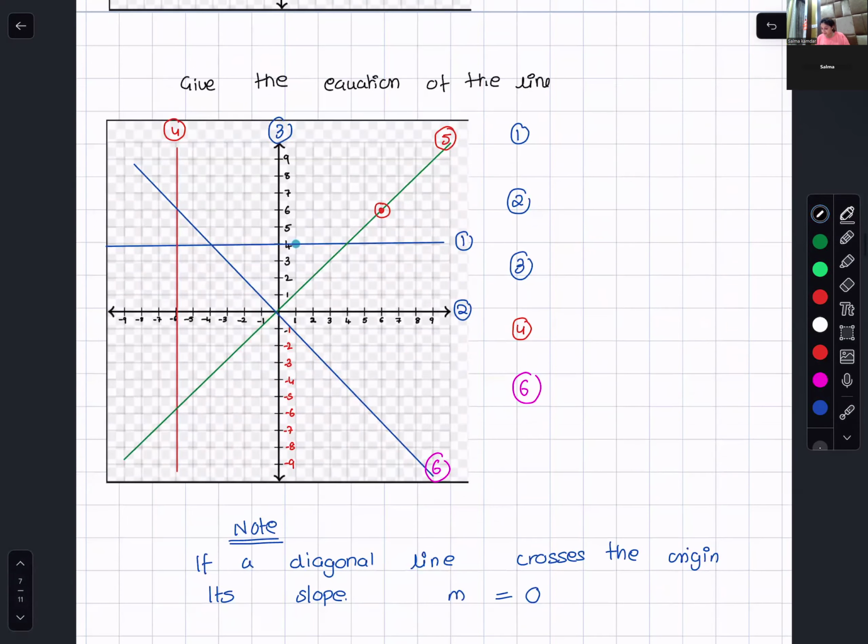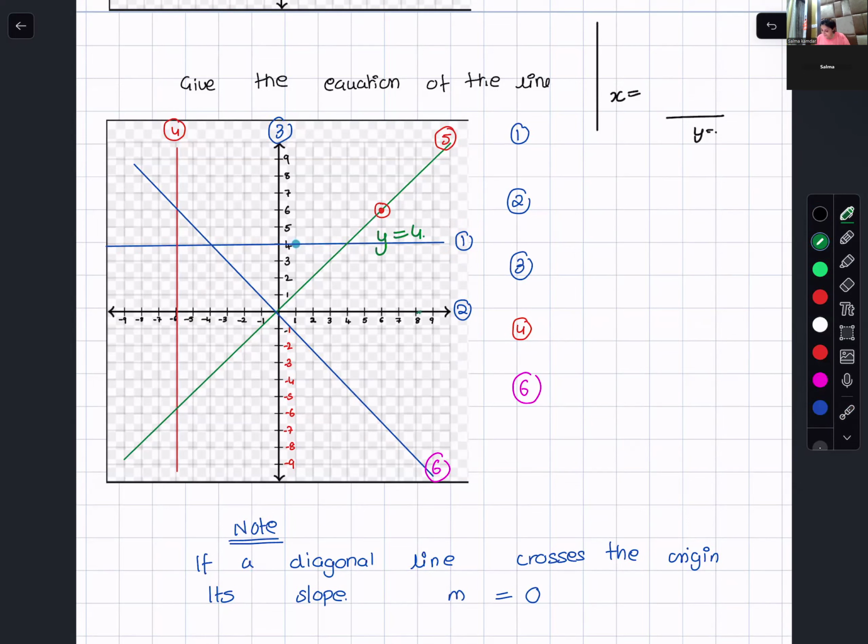Now I have 6 things over here. I have to give the equation of each. The equation of a vertical line would be what? x is equal to something. The equation of a horizontal line will be y is equal to something. Come on. The first one, equation of this line. Horizontal line. It is intersecting the y-axis at 4. So the equation of this line is y is equal to 4.